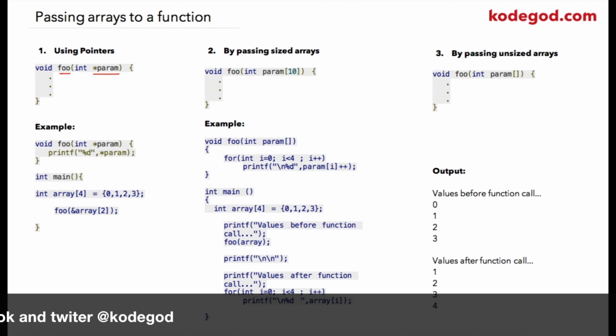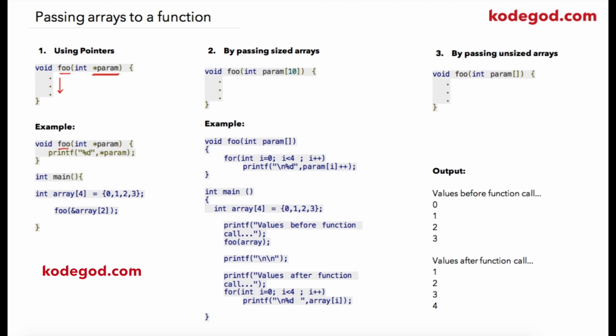For passing individual elements, we will require pointers. To your functions, you can pass pointers and use them as a formal parameter. That is, you can directly use these pointers inside of functions. Here is an example. I have defined a function named foo and I am declaring an integer pointer, and after that I am displaying that value. Inside main, I have declared an array of size 4, initialized to 0, 1, 2, 3, and then I'm calling my foo function.